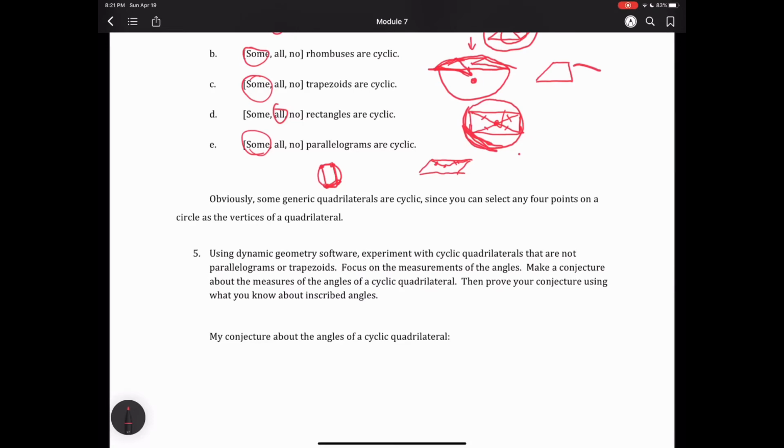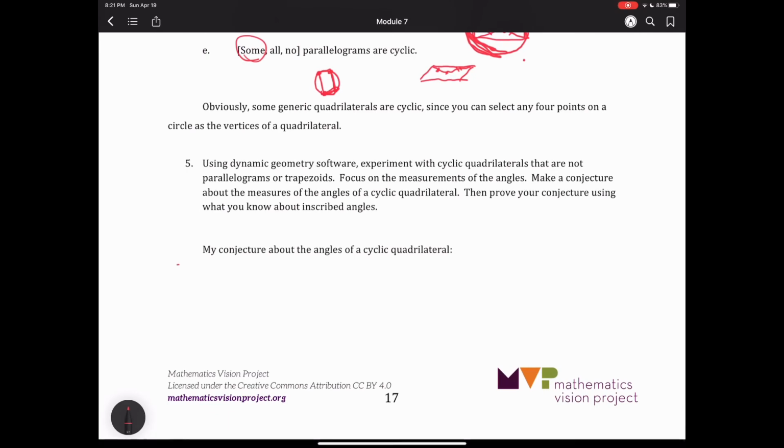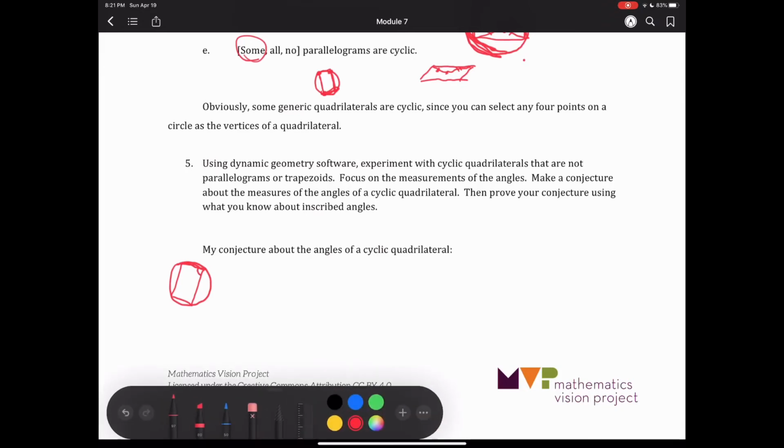Okay, hopefully you were successful in that. My conjecture after doing some of that is that I think every quadrilateral adds up to 360 degrees. The angles do. Now let's think about why.